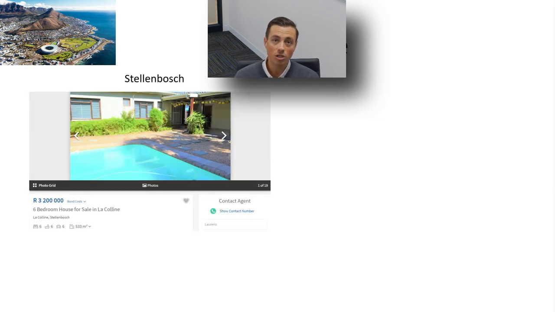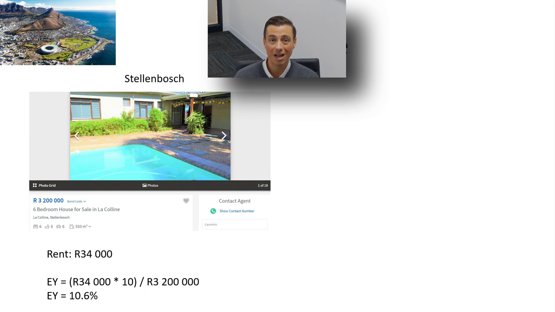Now, Stellenbosch is close to Stellenbosch University. So here's one property going for 3.2 million. That's a premium price. It's only making 34,000 Rand in rent, so your yield is under 15%. Although I think in Stellenbosch there are some good deals to be had, this specific one would be a cash flow negative investment because the yield is too low. Unless you get a nice juicy discount, right?